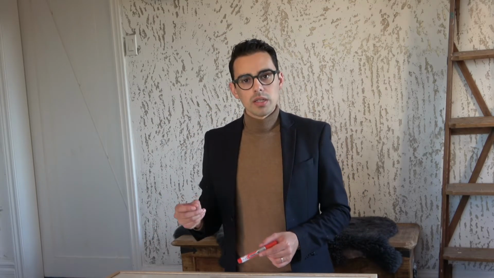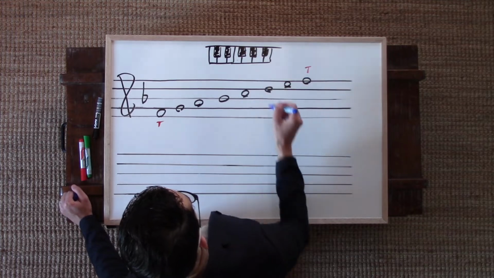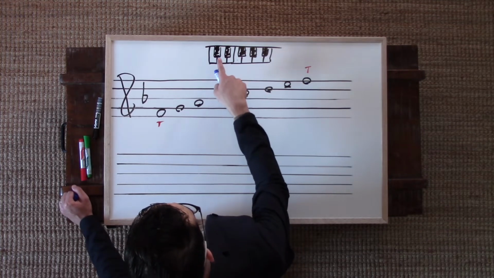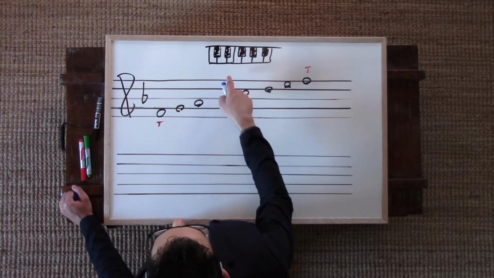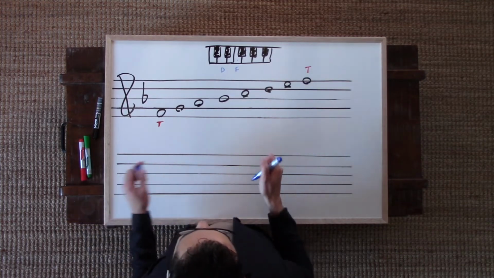Now let's figure out what the relative minor of this scale is. In order to do that, we take a look at the tonic on the keyboard and go tonic, 1, 2, 3 semitones down. And whatever note we land on, that's going to be the tonic of the scale's relative minor. So let's do that now. Here's an F, 1, 2, 3. 3 semitones down from F is a D. So F major and D minor share the same key signature.